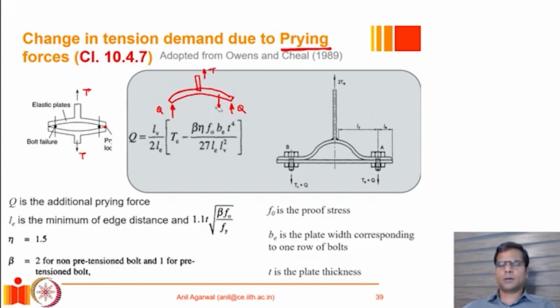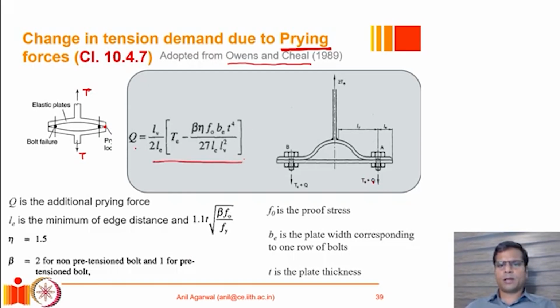That is an unintuitive, non-intuitive kind of a situation which has to be accounted for when we are designing a bolt in tension. There are a lot of researchers who have looked into this behavior of plate sections or plates which are subjected to this kind of a tension, and the bolts, how the force increases for the bolt. There are several equations which have been proposed in the literature. The Indian code has adopted the equation which was proposed by Owens and Cheal in 1989. The equation for this Q force, Q is the additional tension force in the bolt, is given by this expression.